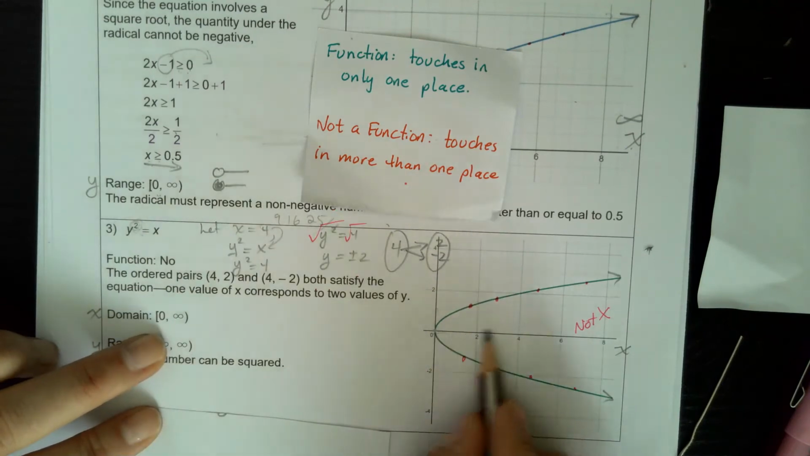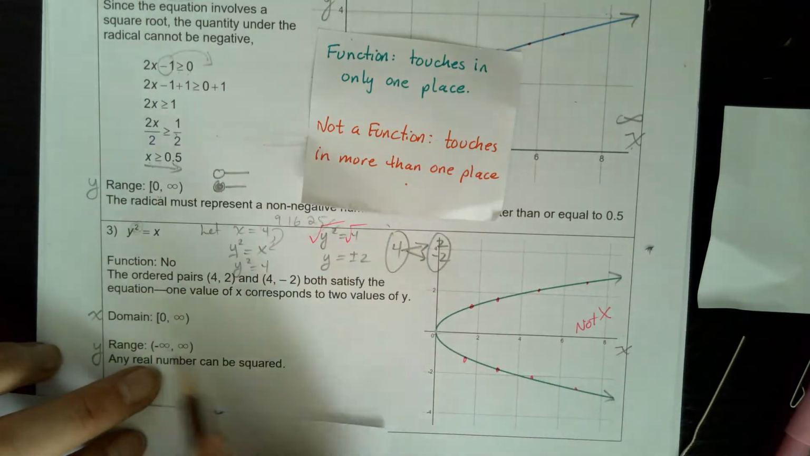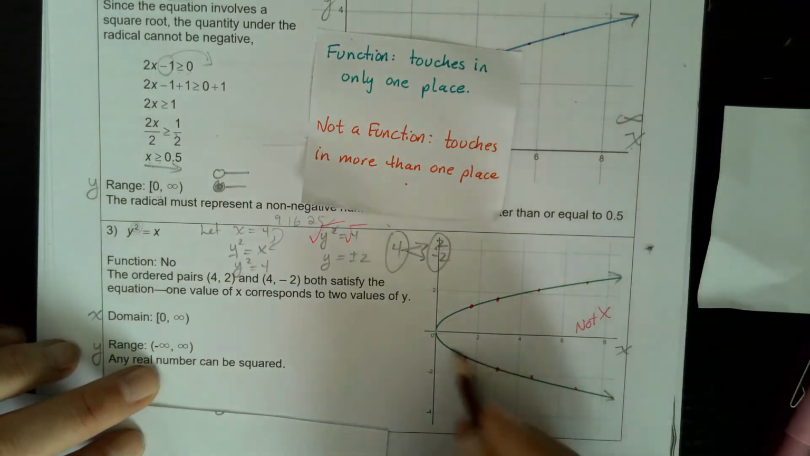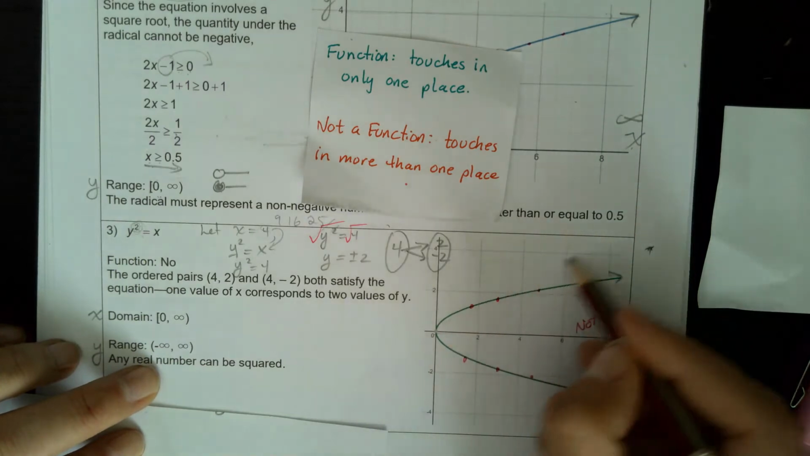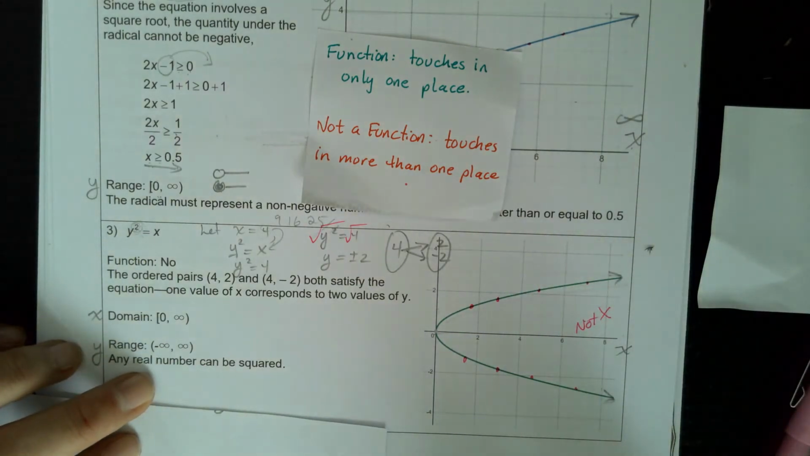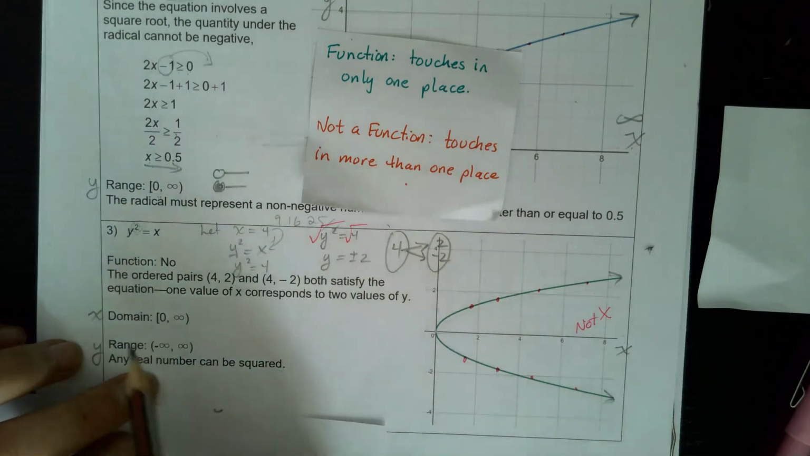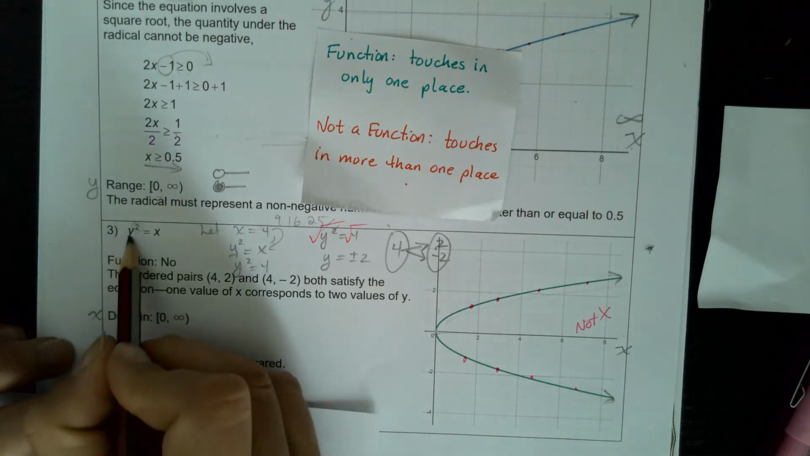So it has to be 0 or bigger. Okay, range, because this goes on forever and ever, that means you're going to use all the y's up to infinity and all the y's down to negative infinity. Or you can look at this and go, what y can I put in here?